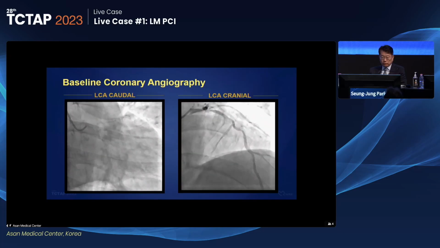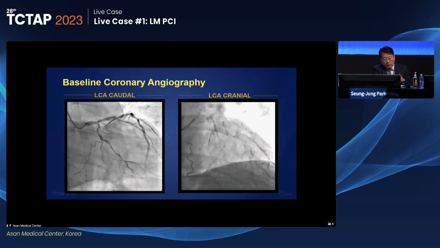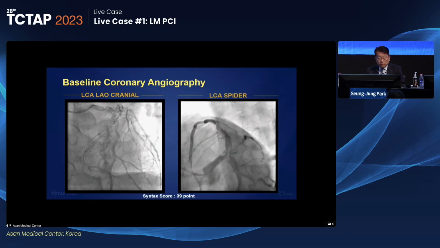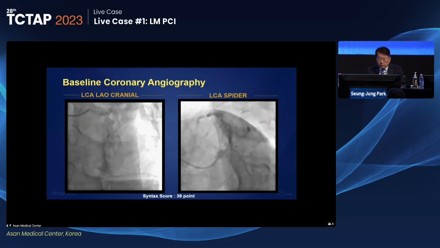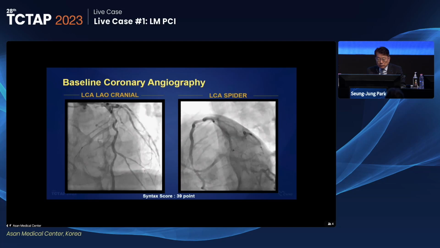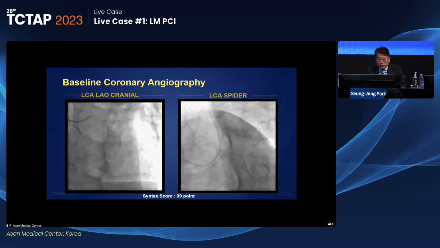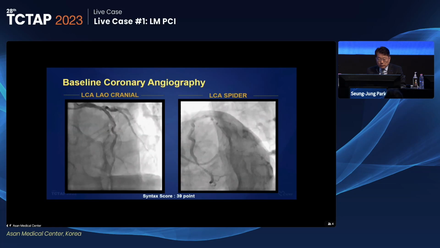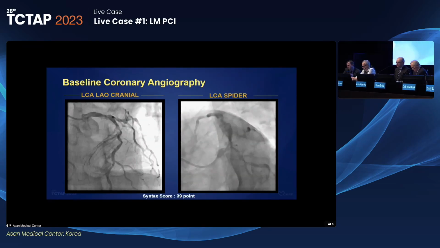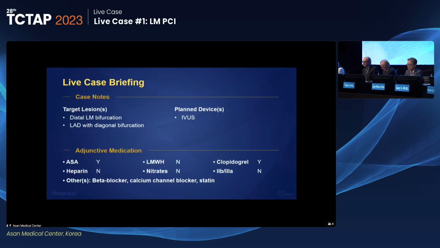This is the left coronary angiogram. In the left coronary caudal view, we see the distal left main significant stenosis. In the left cranial view, proximal to mid LAD region is significant stenosis with heavy calcification. In spider view, there's the distal left main bifurcation region, left main LAD proximal ostium, and a relatively big high diagonal stenosis, and intermediate insignificant stenosis at the circumflex ostial region. Syntax score is 39 points. This is our case.